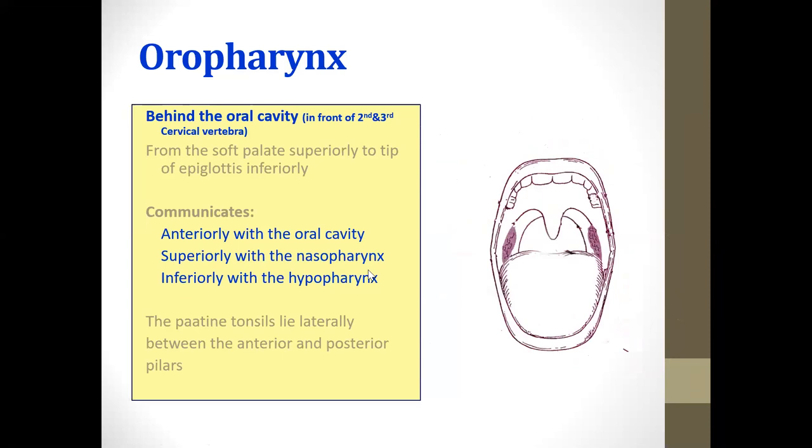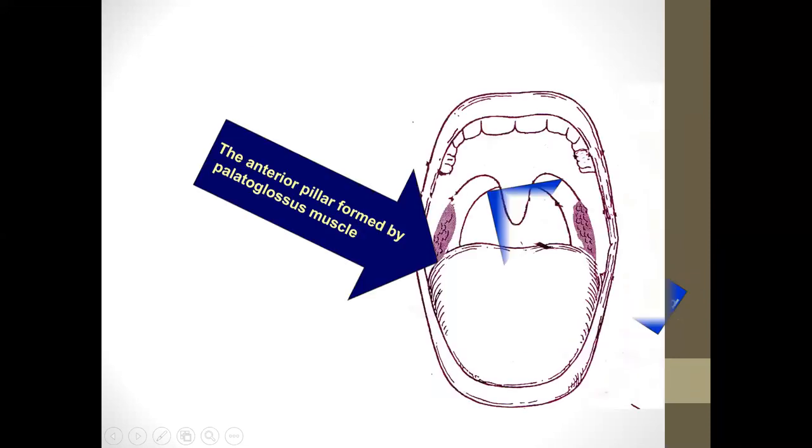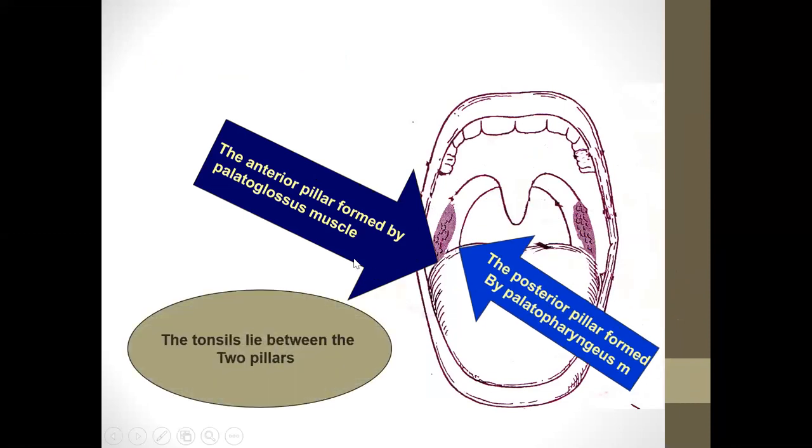It contains the palatine tonsils and the lingual tonsils, and the palatine tonsils are found between the anterior and posterior pillar. So the anterior pillar is made up of a muscle called the palatoglossus muscle, because it starts from the soft palate to the tongue. And then the posterior pillar is made from the palatopharyngeal muscle. Palatopharyngeal muscle is starting from the soft palate to the pharynx. So it's called the palatopharyngeal muscle. And between them, they connect to the uvula, and between them you have the palatine tonsils.